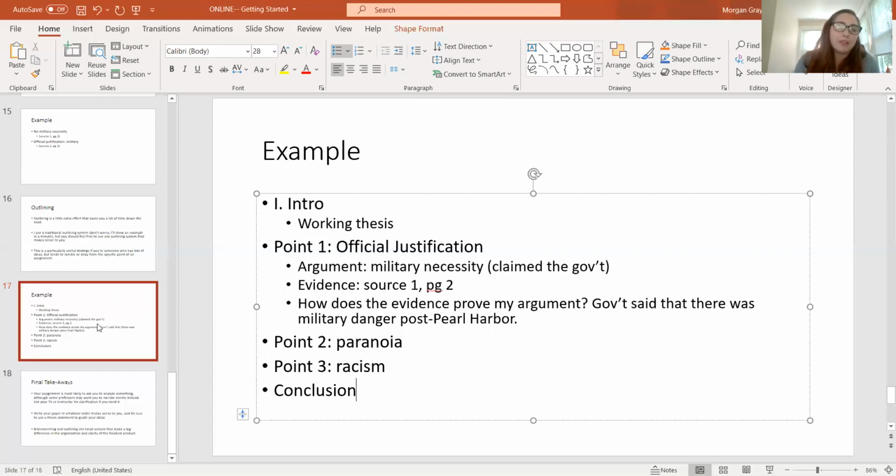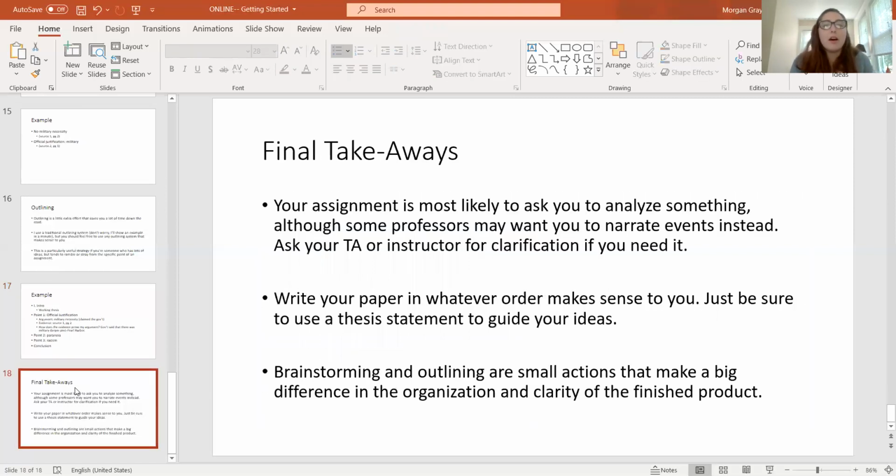So there are a couple final takeaways that we have. Just in summary, your assignment is most likely to ask you to analyze something. Some professors may want you to narrate. If you're at all confused, ask your TA or your instructor. They would rather hear from you now than deduct points later.